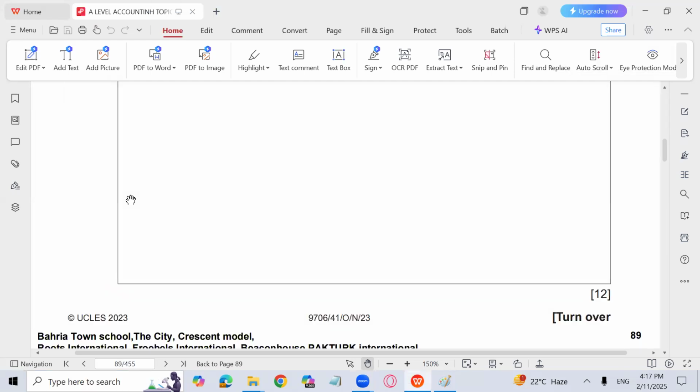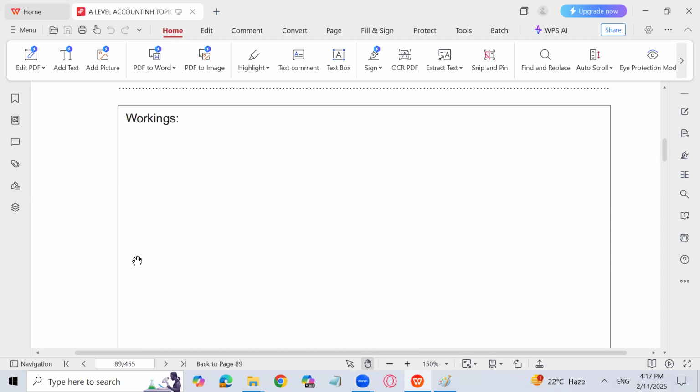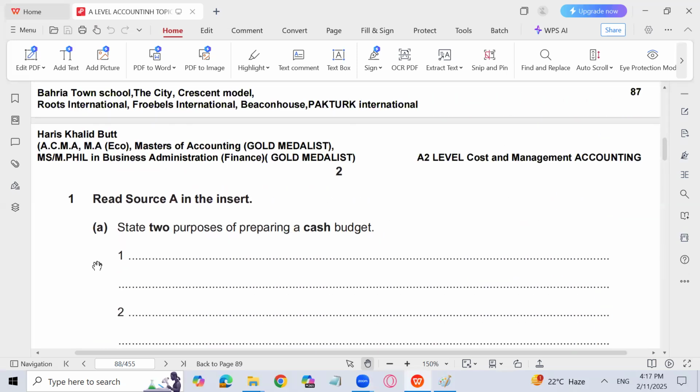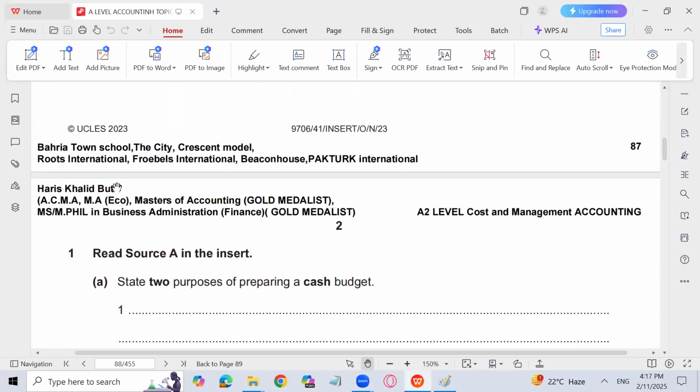This question has come in October, November 2341 from A2 accounting, and we have to prepare the cash budget from this particular question. So let's see how we can move on with this.